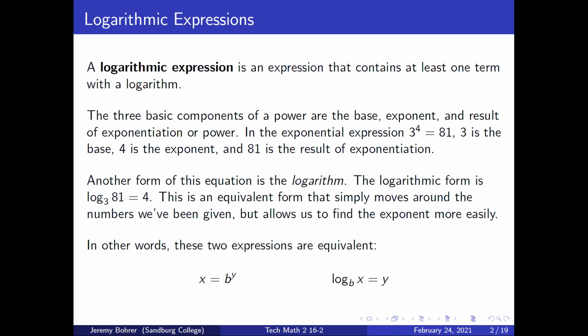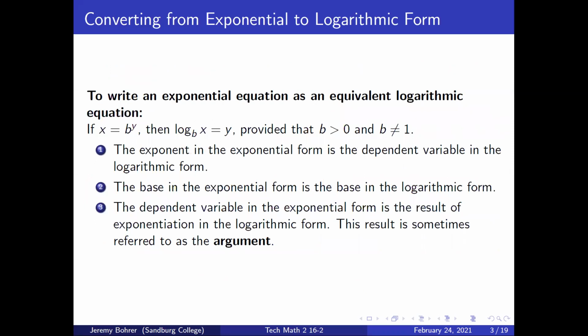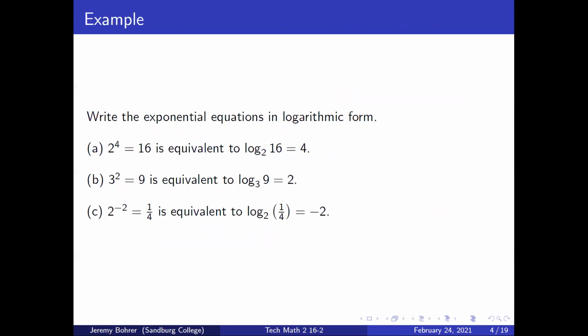x equals b to the y, and log base b of x equals y. To write an exponential equation as an equivalent logarithmic equation, if x equals b to the y, then log base b of x equals y, provided that b is greater than 0 and does not equal 1. The exponent in the exponential form is the dependent variable in the logarithmic form. The base in the exponential form is the base in the logarithmic form, and the dependent variable in the exponential form is the result of exponentiation in the logarithmic form. This result is sometimes referred to as the argument.